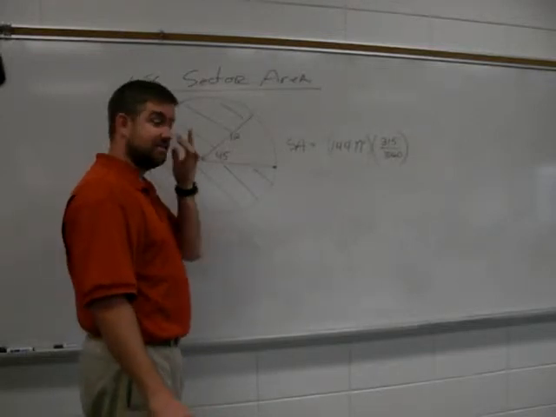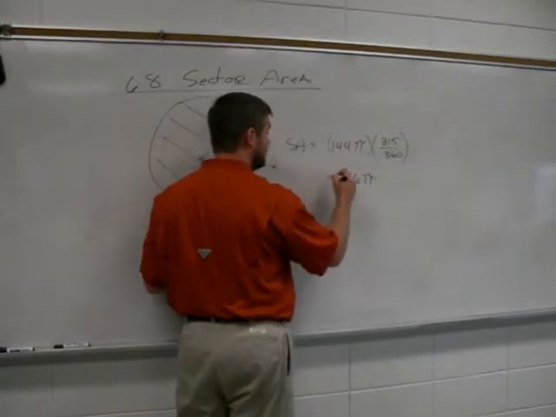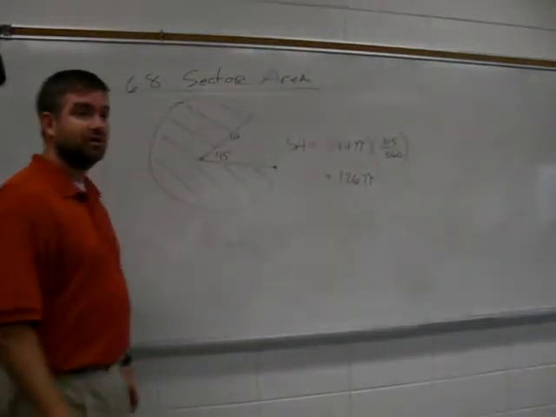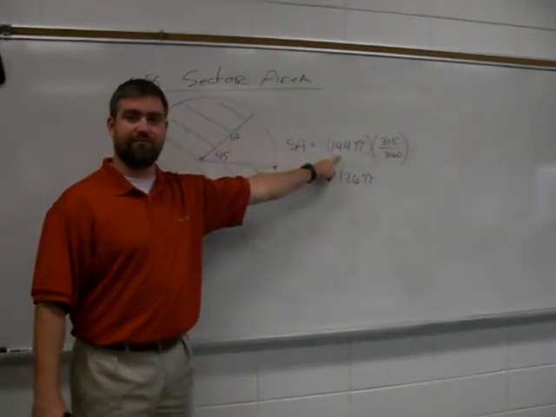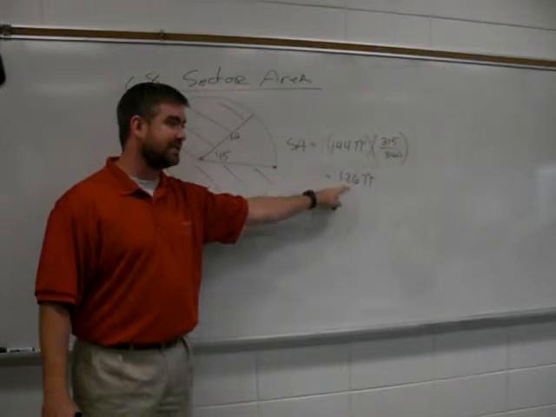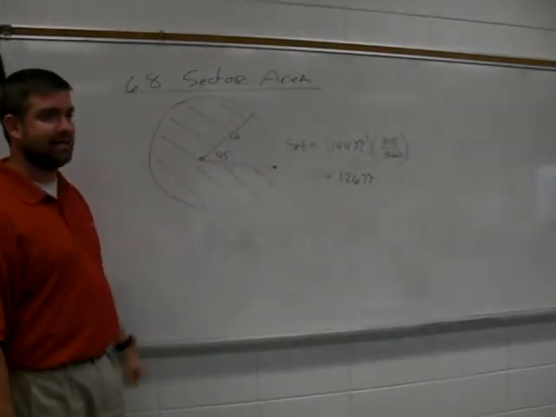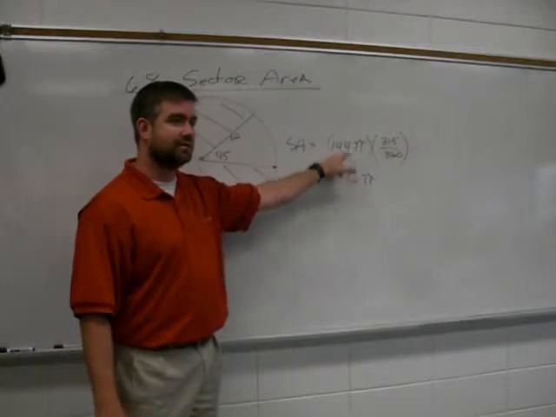126, right? The answer is 126 pi? That's what I calculated. Excellent. Very good. So, understand, the area of the entire circle was 144 pi. The area of this big piece is 126 pi. It's less than that number. That number should always be less than that number. Okay, in terms of pi.